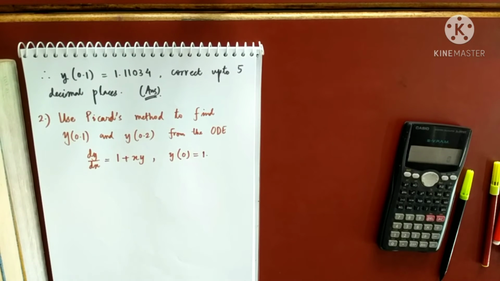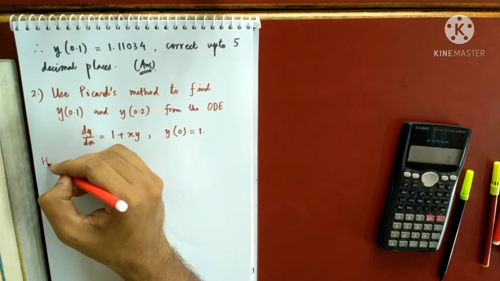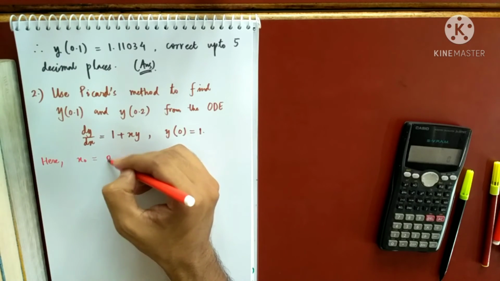So let me write one more question very quickly. So here is the question. You have to use Picard's method to find the value of y at 0.1 as well as y at 0.2 from the ODE dy/dx = 1 + xy, y(0) = 1. Again, the steps remain the same.